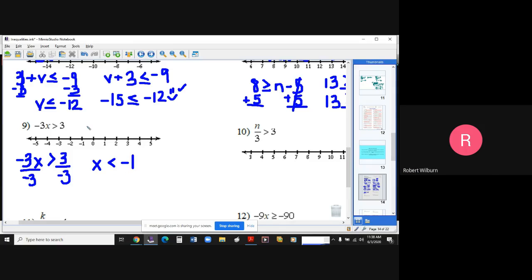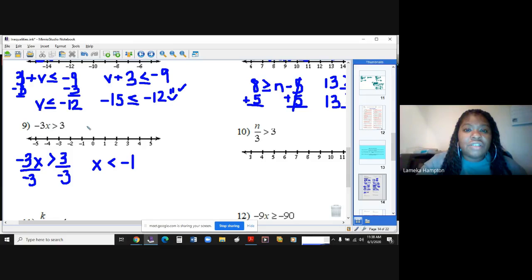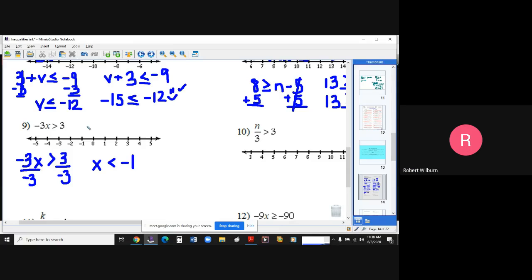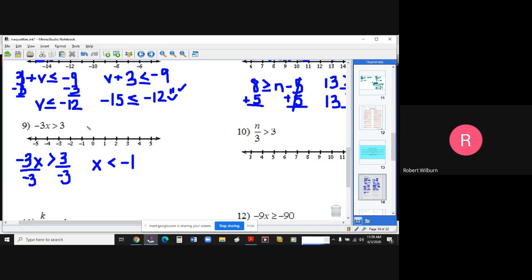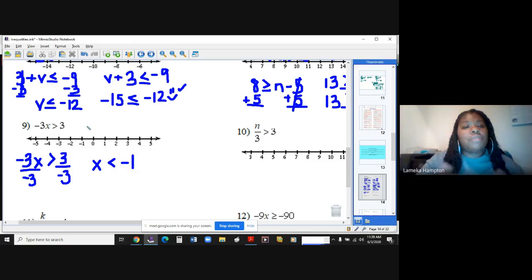I'm sorry, you have a question? Forgive me if I'm wrong. Is it like a keep, change, flip thing? No, remember, keep, change, flip deals with dividing fractions. We're not dividing fractions here. We're just dividing by a negative number. But these are some good questions. Just remember, this only works with multiplying and dividing by negative numbers.